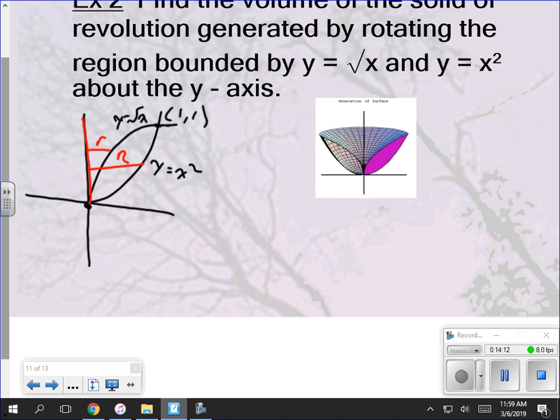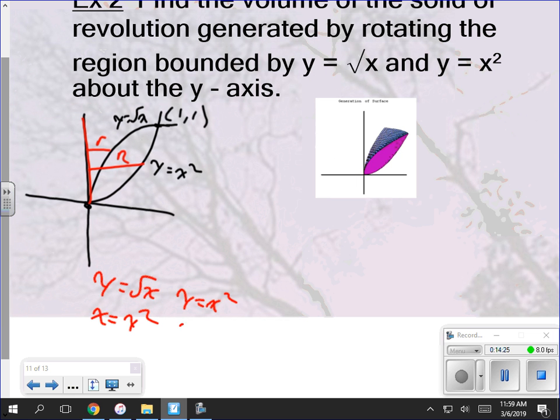So what I need to do is I need to convert both of those. If y equals the square root of x, then x equals y squared. And if y equals x squared, x equals the square root of y. It's actually kind of nice. But which one's which? That's the important thing.